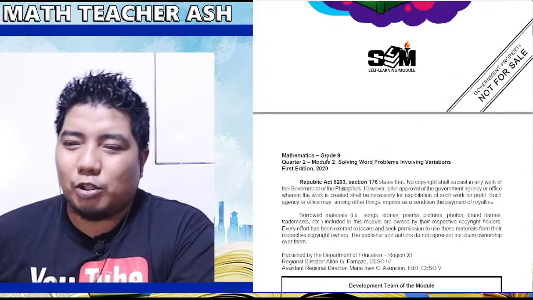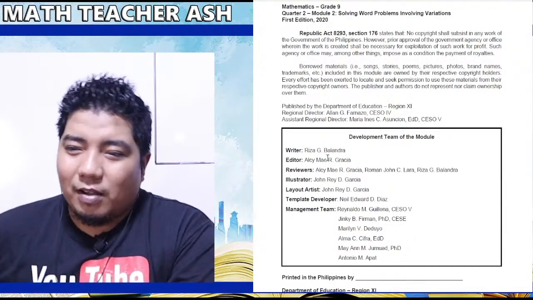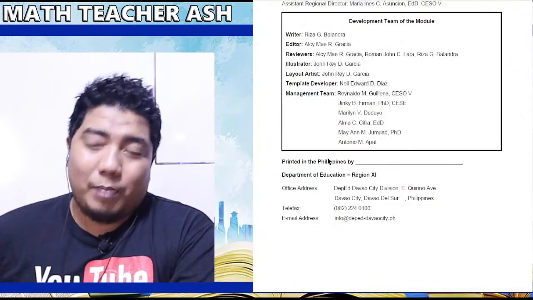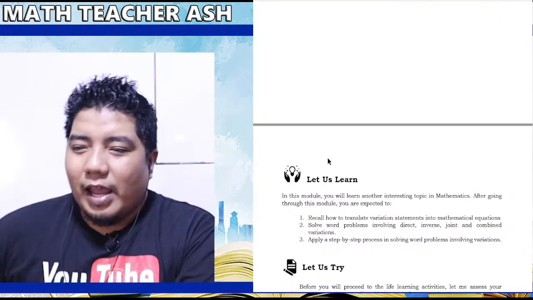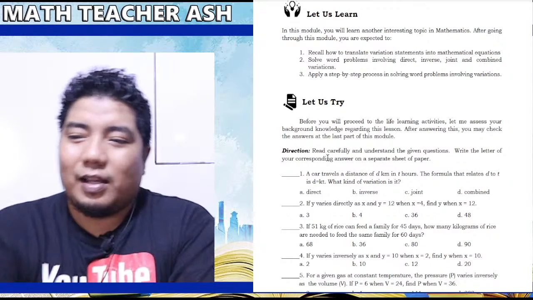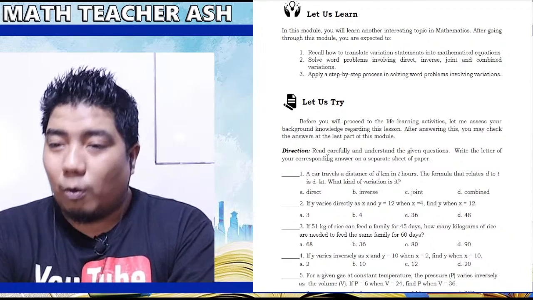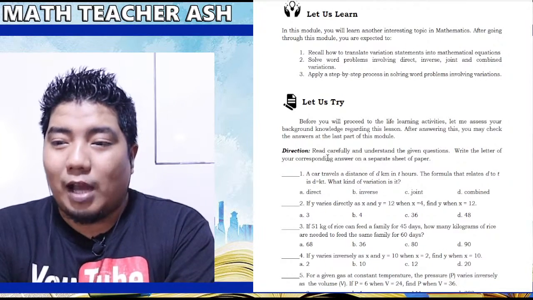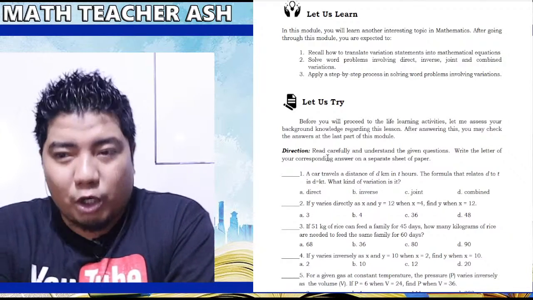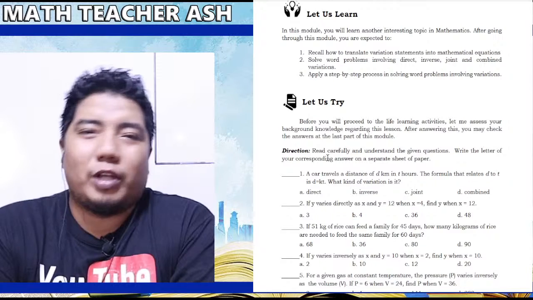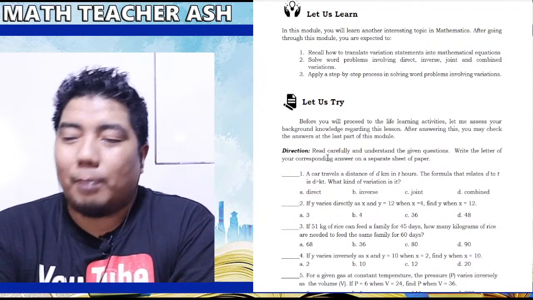Now, of course, in this module, you will start with the cover page and then the message from the people behind the module and the introductory message for the facilitator and for the learners. And then the discussion will start in the fourth page, which is the Let Us Learn. In this part, you will know the objectives of the module. So, the objectives of the discussion is to recall how to translate variation statements into mathematical equations. The second one is to solve word problems involving direct, inverse, joint, and combined variations, as well as to apply a step-by-step approach in solving word problems involving variations.